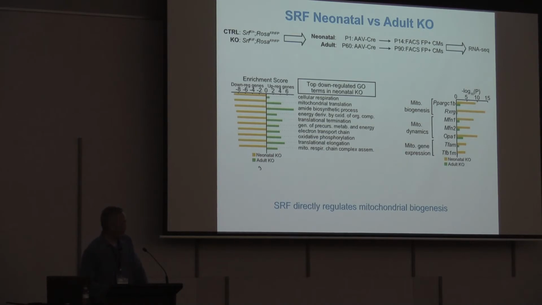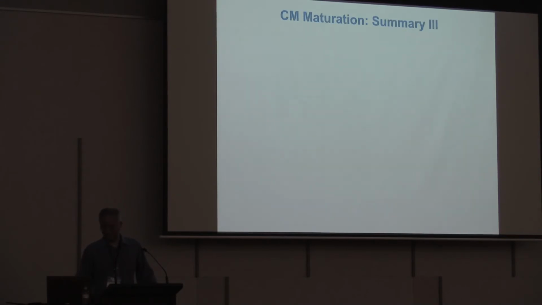If you look at the GO terms of the differentially expressed genes, you can also see that many of the top GO terms were related to mitochondria or metabolism. And some of the ChIP sequencing regions show that mitochondria-related genes are direct targets of SRF. So from this, we concluded that SRF actually has a direct role in regulating mitochondrial biogenesis, which is a function of SRF that was not noted previously.